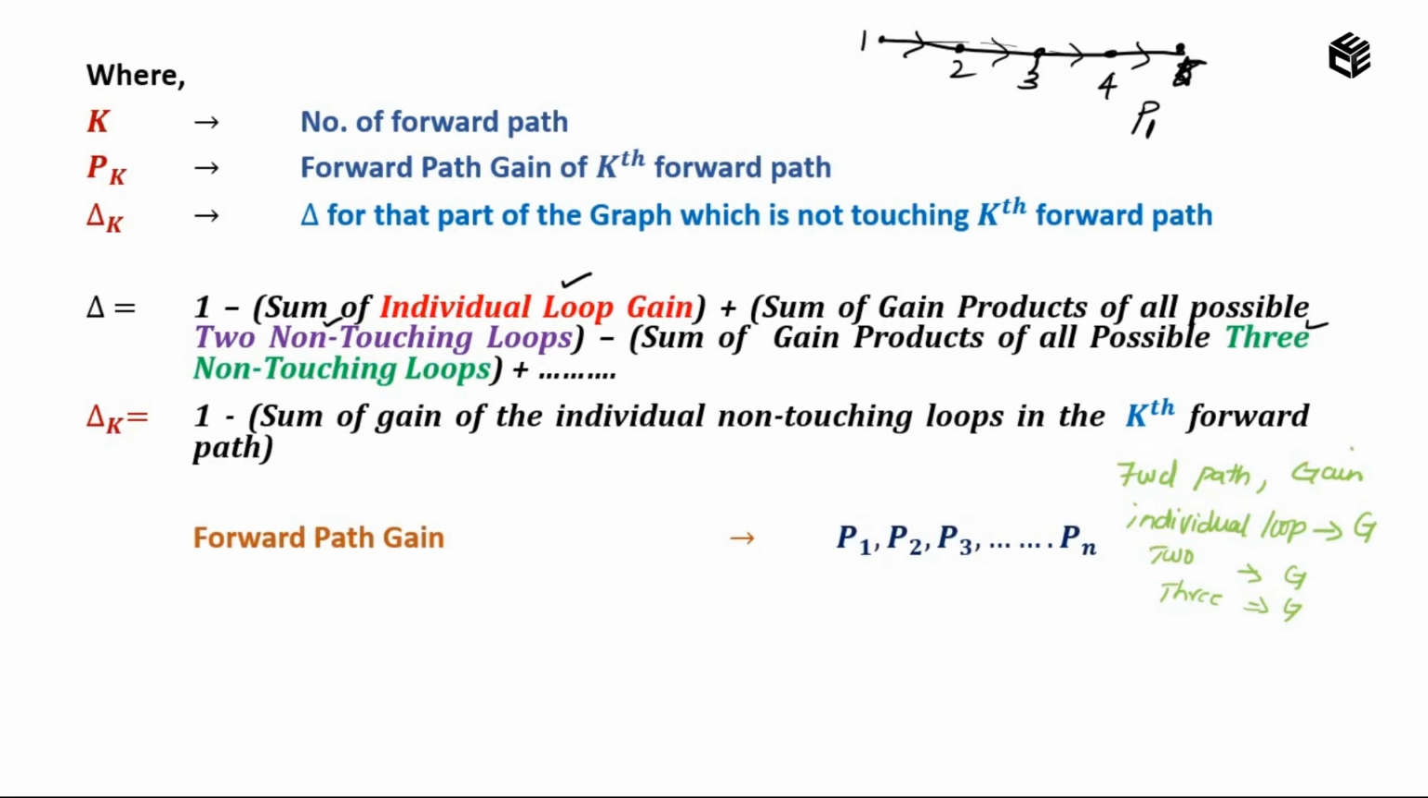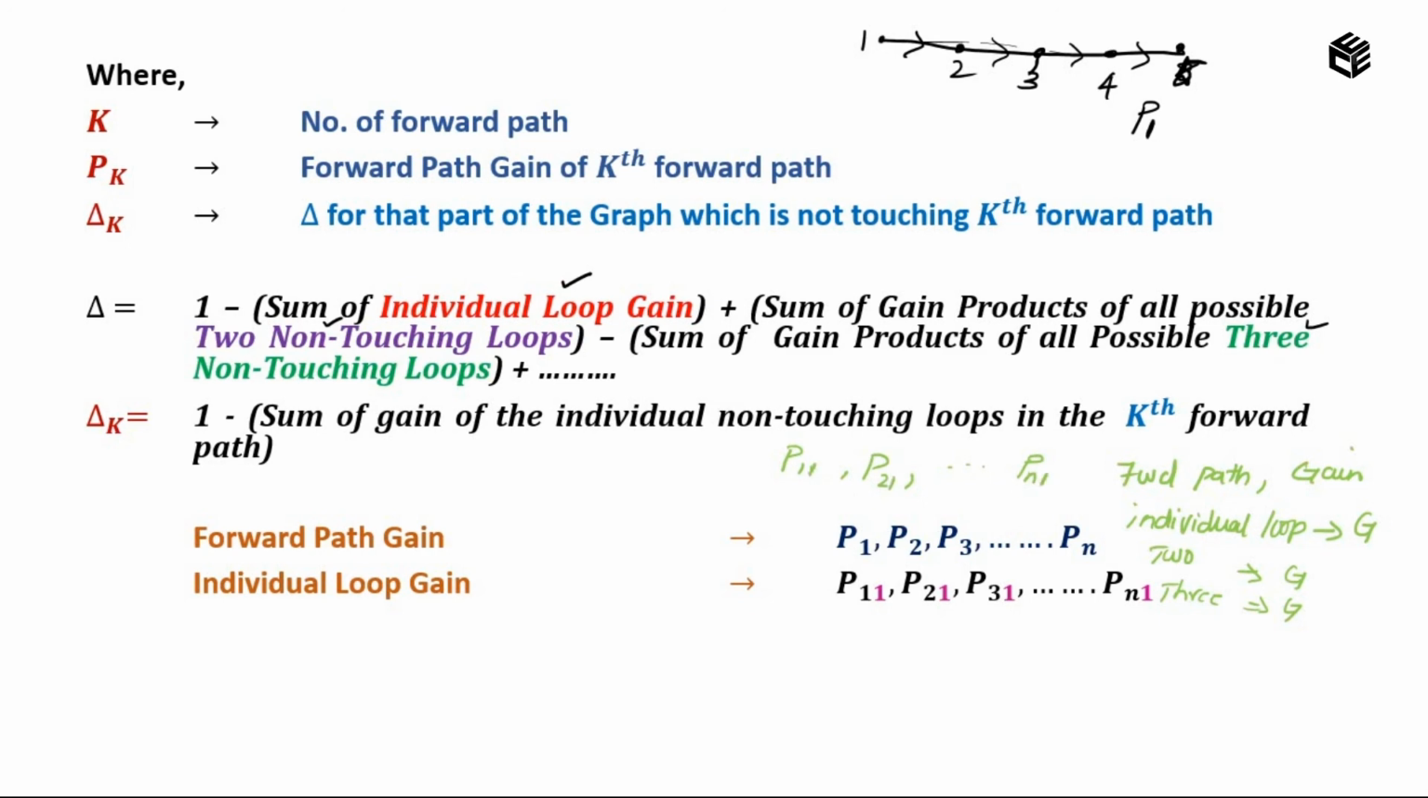First is the forward path gain. Forward path gain is represented as P1, P2, P3, etc., up to Pn depending upon the value of K. Next is individual loop. Individual loop gain is represented as P11, P21, P31, etc., up to Pn1. That is, if we have n number of loops, then we can write it like this, up to Pn. Since we are talking about individual loops, individual in the sense of 1, we add the second subscript as 1.